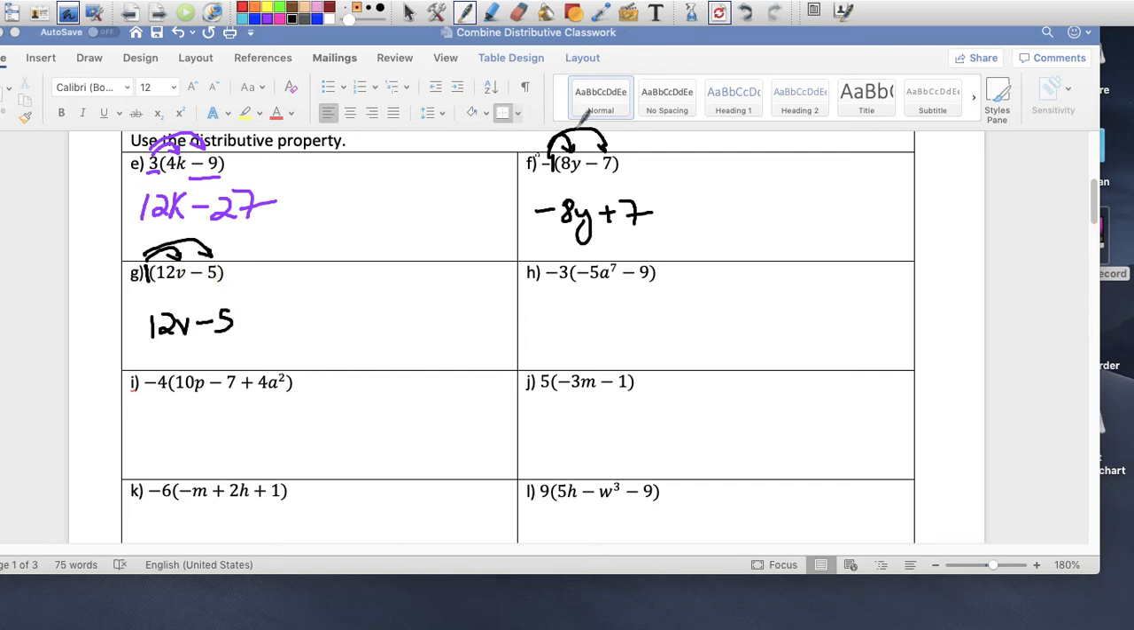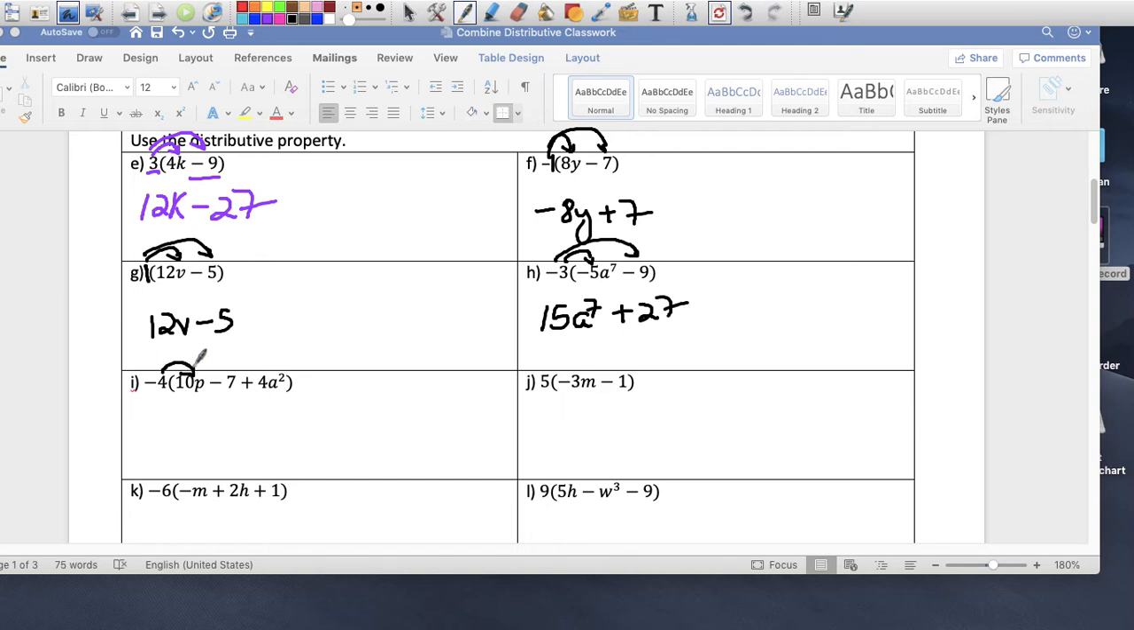Nothing changed. Now, on the previous one, it was a negative 1 on the outside, and notice how they came out of the parentheses. The 8y became a negative 8y, and the minus 7 became plus 7. So a little pattern is happening for you. Next one, negative 3 times negative 5 is positive 15, and the 7, we can't throw that out. And then negative 3 times negative 9 is positive 27.